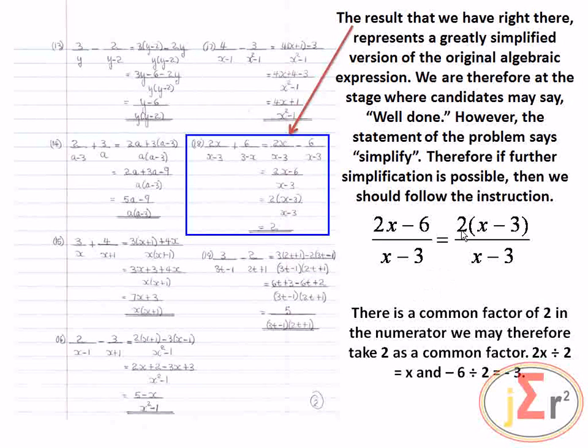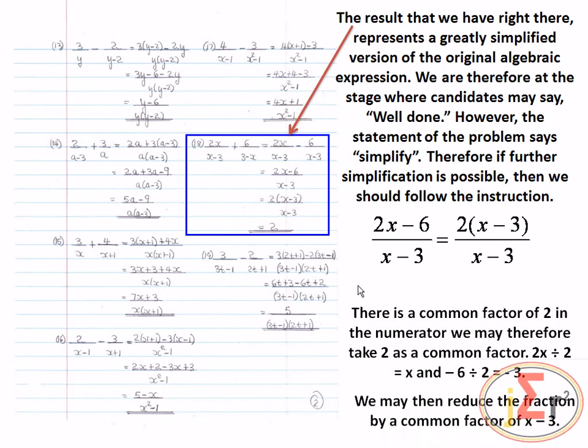And there we have 2 times all of x minus 3 over x minus 3. And I am sure that the blind can see that we have a factor that is present in the numerator and the denominator. And what do we do if that is the case? If we are simplifying, we may then reduce the fraction by a common factor of x minus 3. And what is left? 2. So the answer for all of this is 2.